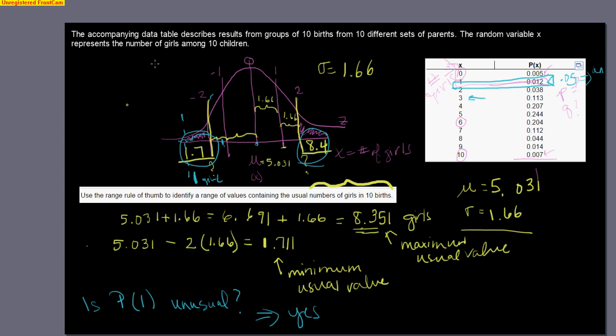Because remember, 95% of your people fall within 2 standard deviations. So everything outside of that is the remaining 5%. So anything less than 5% is considered unusual. All right, give it a try.